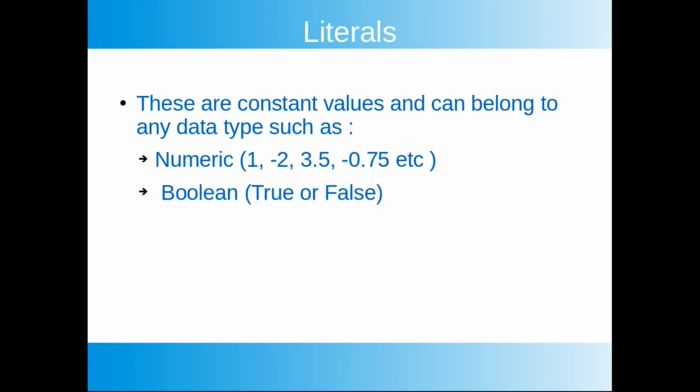Then comes the Boolean, which can be either true or false. It could also be a string, which is a sequence of characters written within single or double quotes. For example, 'hello world', which is written within single quotes, and "Python", which is written within double quotes.